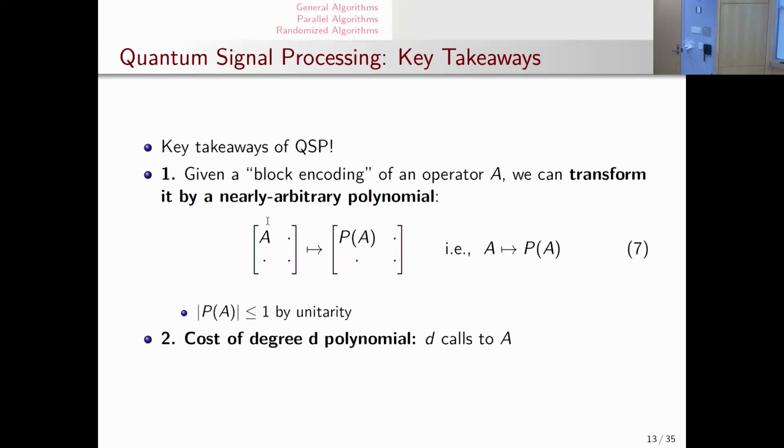And the second key point is that the cost of realizing a degree D polynomial is D calls to A. Okay?